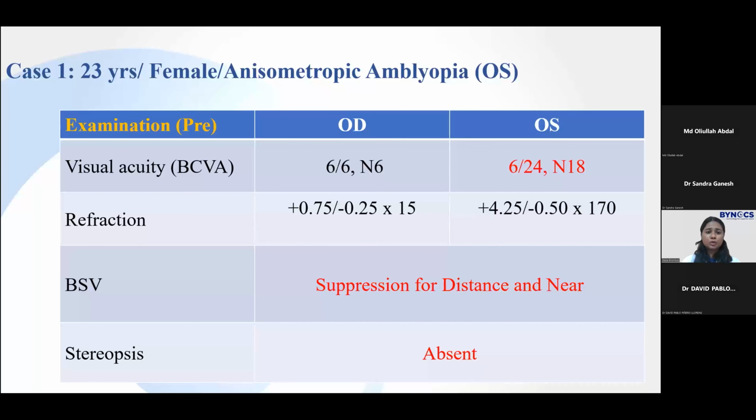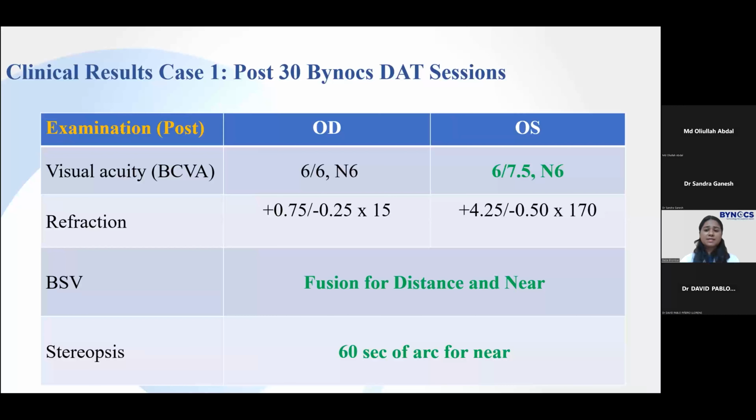Now I will be going through a few cases, which will help you know what type of different cases we have been treating. So this first case is of a 23-year-old female with anisometropic amblyopia. The patient was given full refractive correction, and with that, the visual acuity was 6/24 N18 and did not have binocular single vision. Post 30 BYNOCS sessions, the patient's visual acuity improved from 6/24 to 6/7.5 N6, developed fusion for distance and near, and also developed stereopsis.